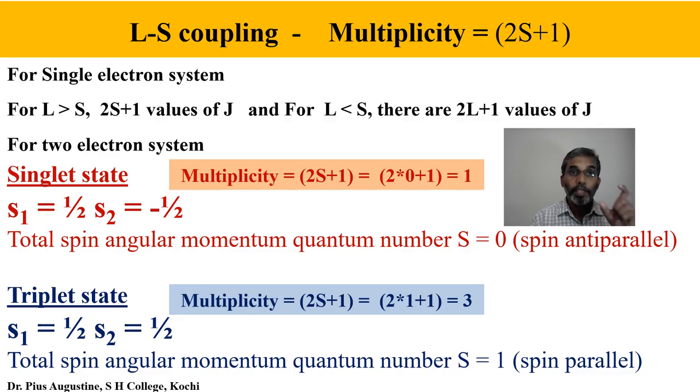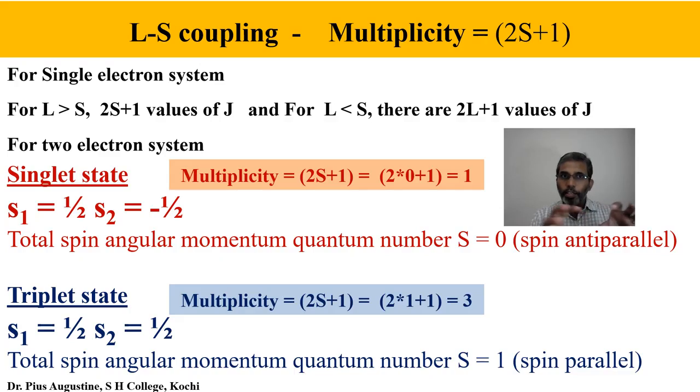For a particular shell or a particular subshell, say S, P, D, F, etc., there will be fixed values of N and L, but there will be different values of J, which we have already seen. J is equal to L plus S, L plus S minus 1, etc., to L minus S. That is, for a given value of L, the allowed values of J are given by two cases. One, for L greater than S, there will be 2S plus 1 values of J, and the other, L less than S, there will be 2L plus 1 values of J. So for each value of J, there is a particular energy level. Allowed values of J bring in multiplicity of the state and difference in energy during transitions.